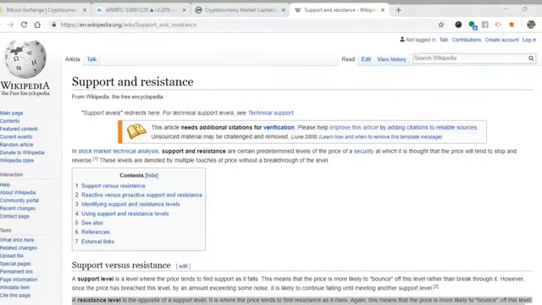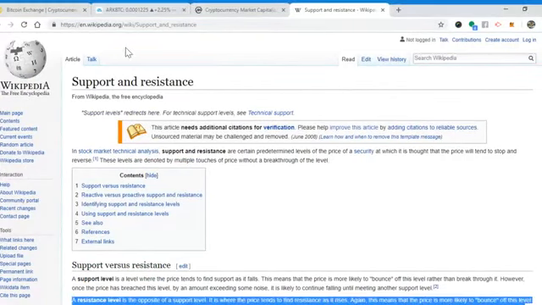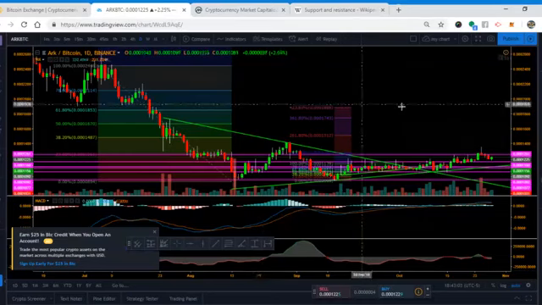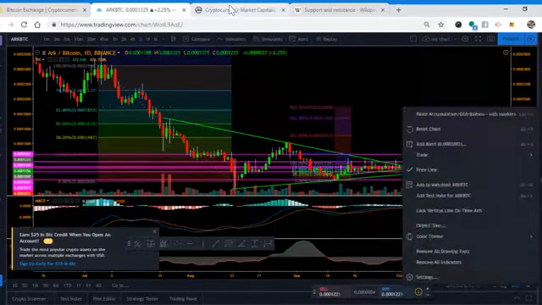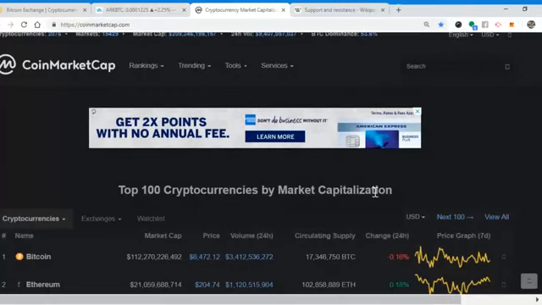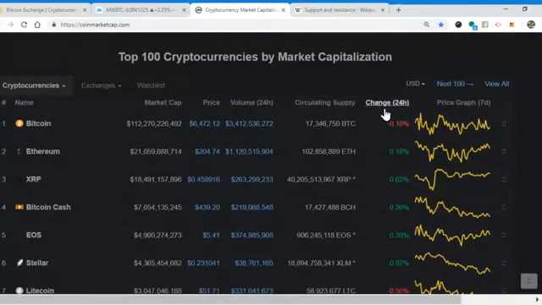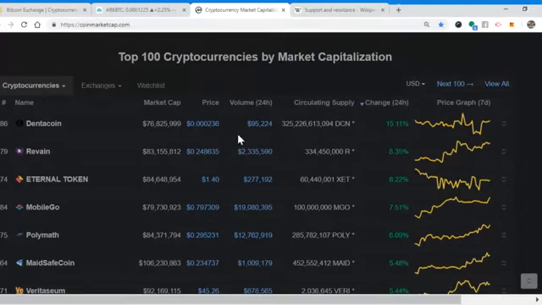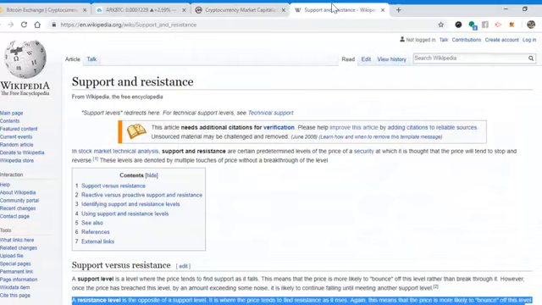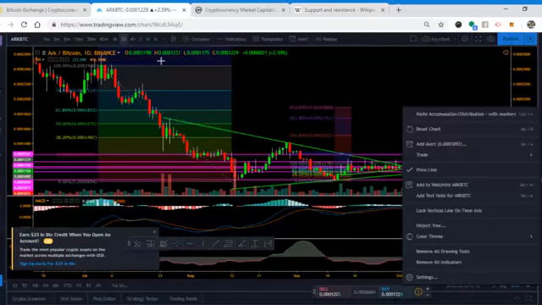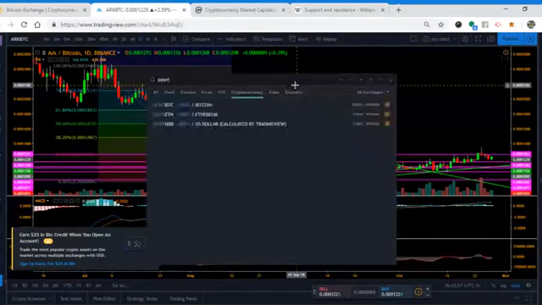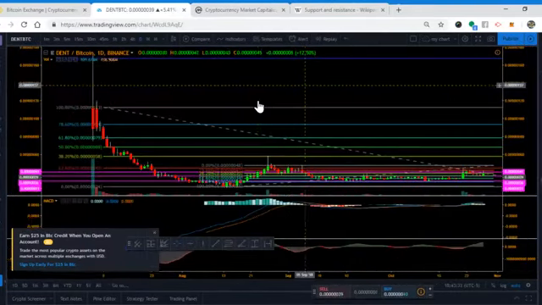So let's head over real quick, and we're actually going to go through and look at some lines of support and resistance. Let's go to CoinMarketCap. Let's see who's up, who's down. Most of these are pretty solid. Let's look at the change. So we got DentaCoin still up 15%. Revain up 8.35. Eternal, Mobile Go, Polymath. Let's look at DentaCoin. And what we're going to do, just real simple, we're going to look for some lines of support and resistance with DentaCoin. Nothing too complicated.